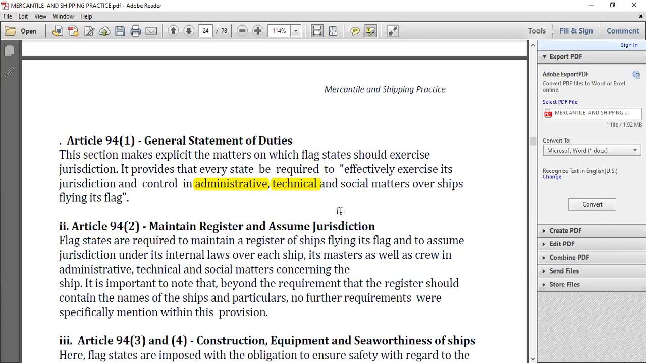So maintaining the register is required. If you register with a given country, that country must maintain the register of that ship which is flying its flag. So if you are called that this particular Liberian ship has caused some accident, then you must refer to your register and say, yes, that is our ship.